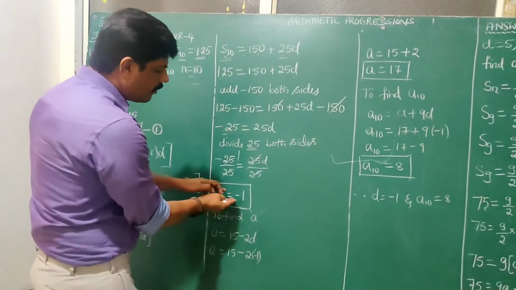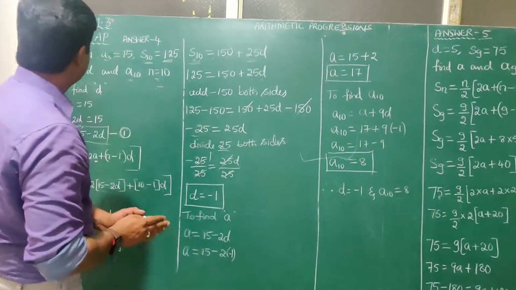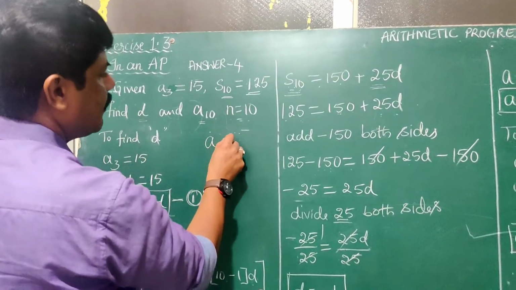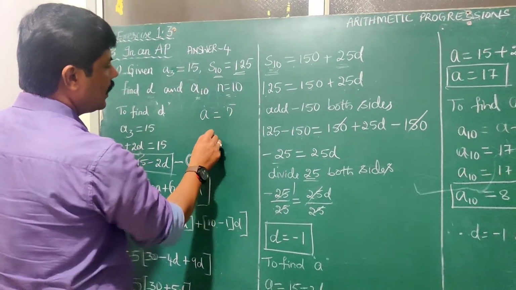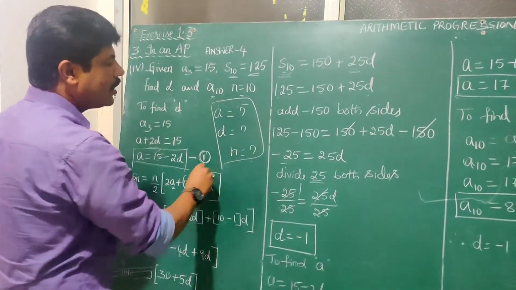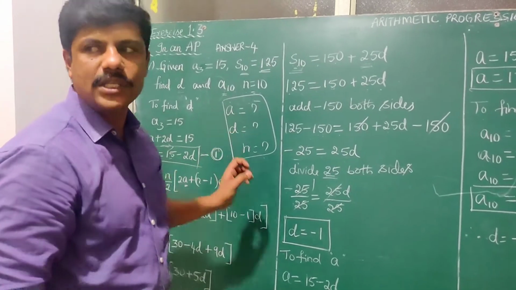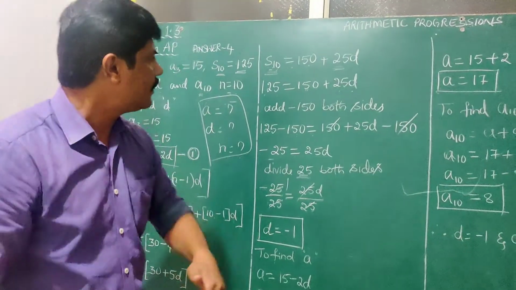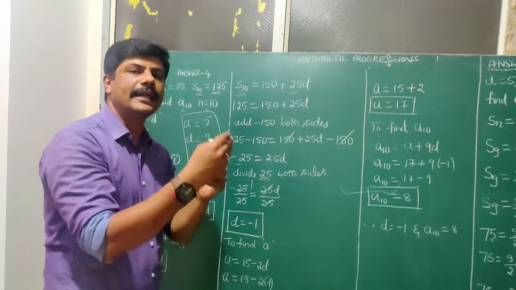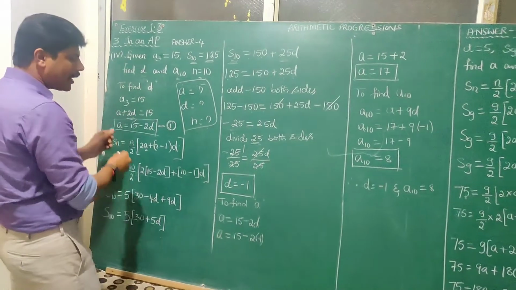Now once we get D is equal to minus 1, I have been telling you that to solve all these problems, the A value, D value and N value are very important things. You should always see whether you have A, D and N. Once you have A, D and N, then using the nth term formula you can find the nth term, and the sum of n terms, all this could be found.